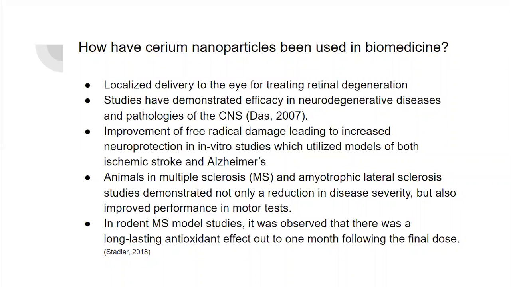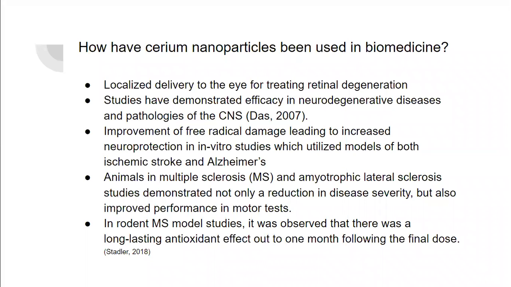How have cerium nanoparticles been used in biomedicine? Their localized delivery to the eye for treating retinal degeneration. Studies have demonstrated efficiency in neurodegenerative diseases and pathologies of the CNS, with improvement of free radical damage leading to increased neuroprotection in in vitro studies, which utilize models of both ischemic stroke and Alzheimer's.